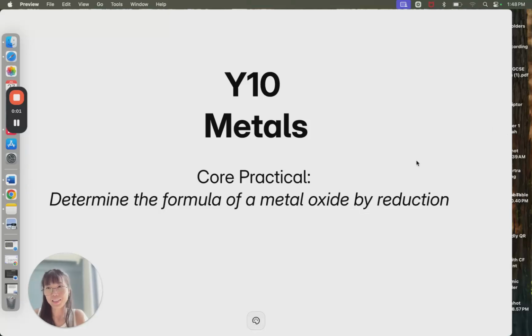Hello, we're going to look into the second question, and this is going to be focusing on a core practical of metals, that is to determine the formula of metal oxide by reduction. The idea of reduction here is very simple. It is to remove the oxygen from the metal oxide, and what we get at the end of the day is just the pure metal. So without further ado, let's dive into this 12-mark question. Shall we get going?